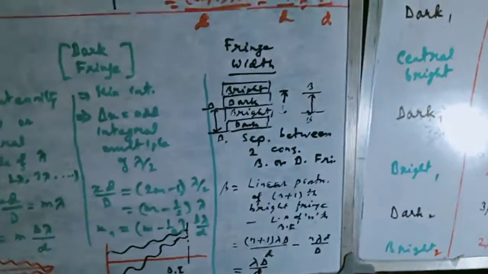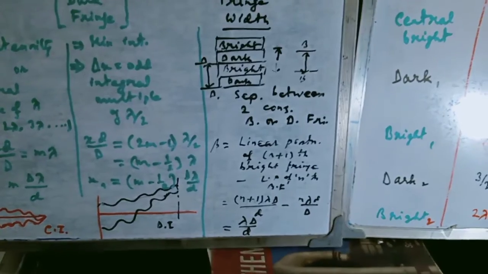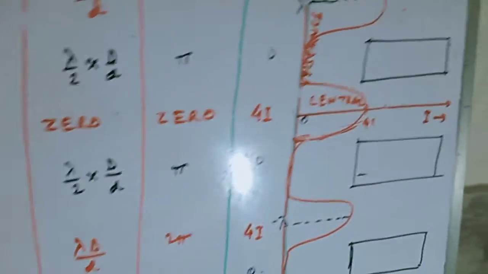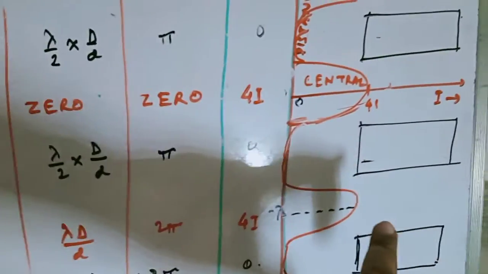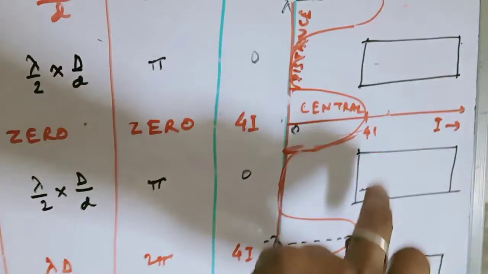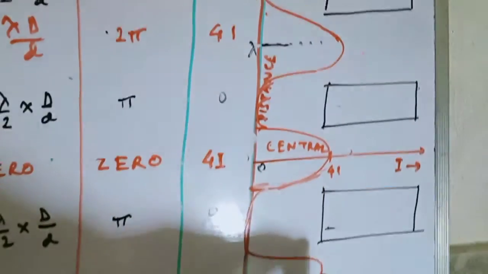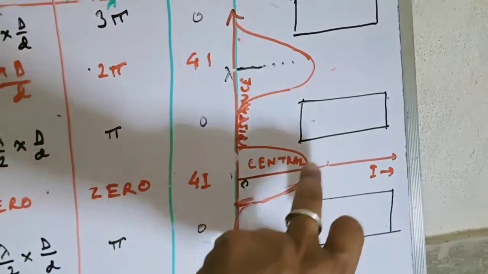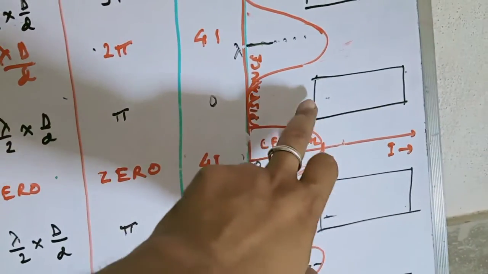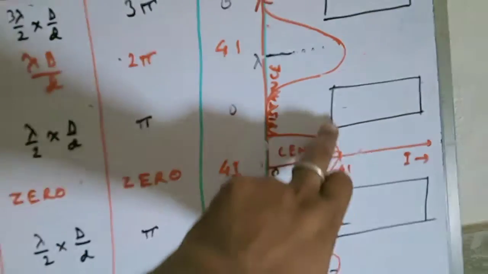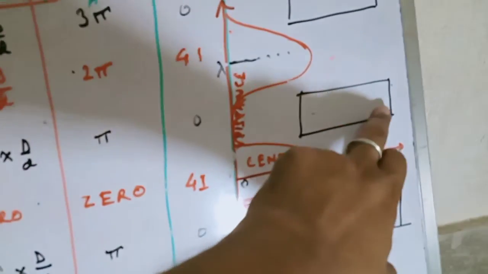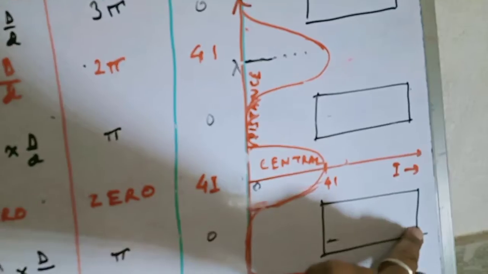That will give you lambda capital D by small d, that is the fringe width. In this way we can calculate the fringe width here. Here in this region, the distance between the two crests is the fringe width. These two crests, intensity 4I, 4I, 4I, this distance is the fringe width. This distance, or this distance from midpoint to midpoint, is the fringe width.